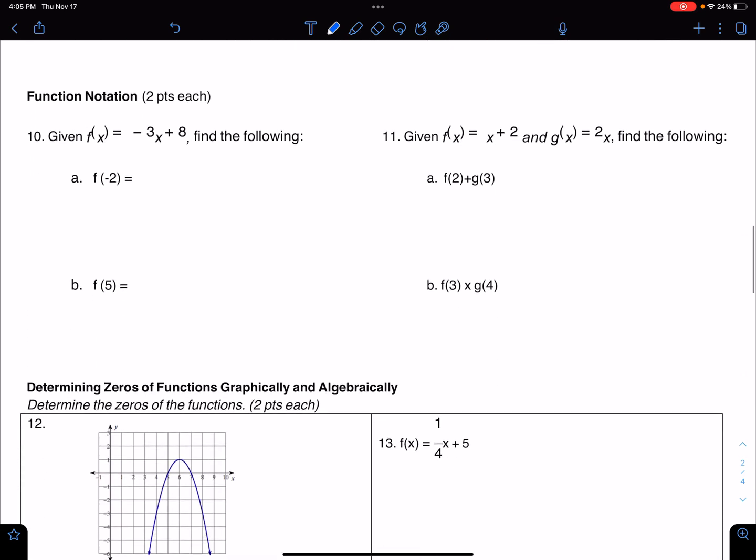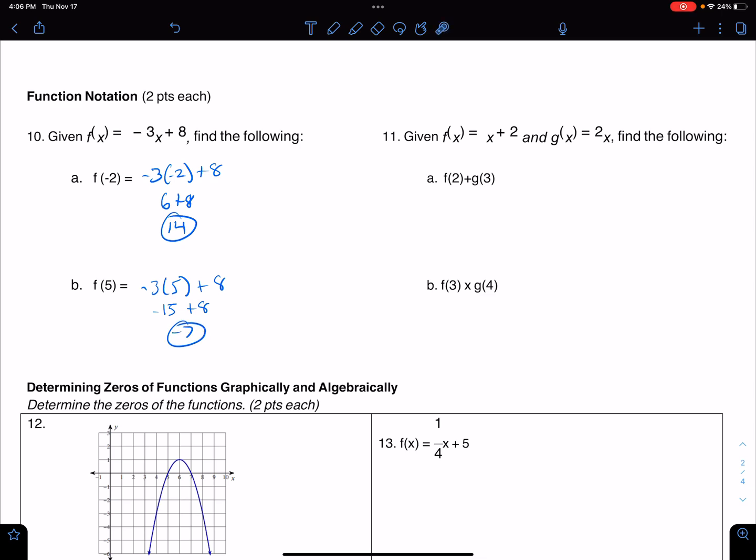Okay, my format seems to be a little bit mixed up, but that's okay. We can do this. Okay, so it says f of x equals -3x plus 8. Find the following. So remember, when it's f of something, all I do is I plug that something into x. So I do -3 times -2 plus 8. So that'll be 6 plus 8, which is just 14. And that's my answer. Okay, the next one, -3 times 5 plus 8. So -15 plus 8 equals -7.